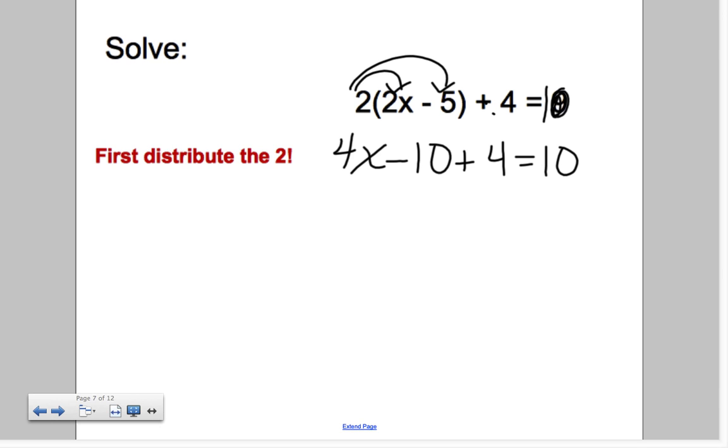Can we start? No. What's wrong with the situation? There's 2 constants. Yeah, you can't. Remember, only 1 can be on a side. We have 1 variable, which is good, but we have 2 constants. So Malachi, when you put the 2 constants together, what do you get?